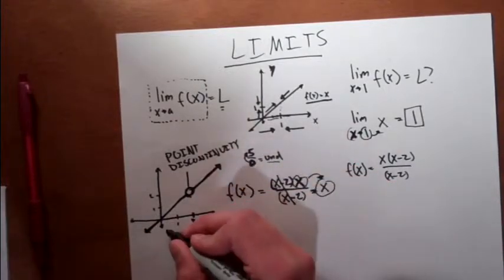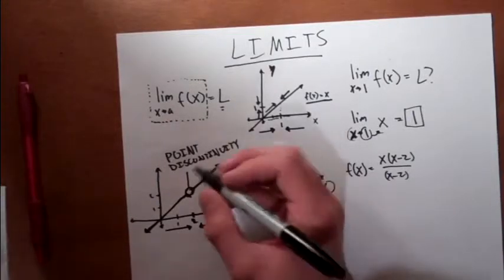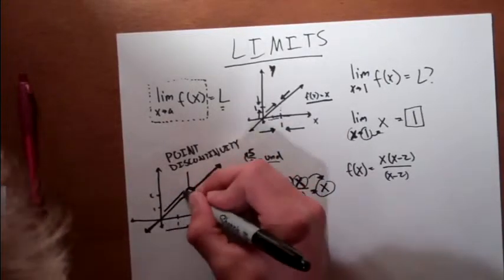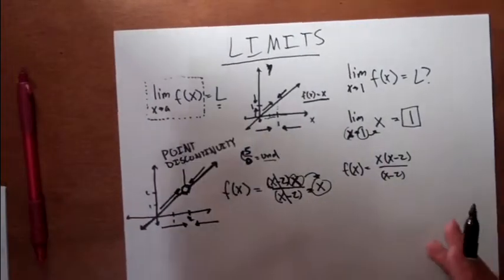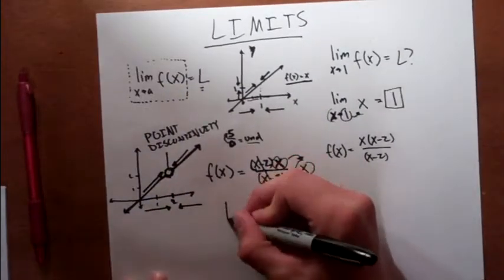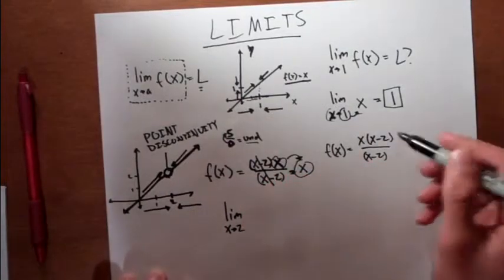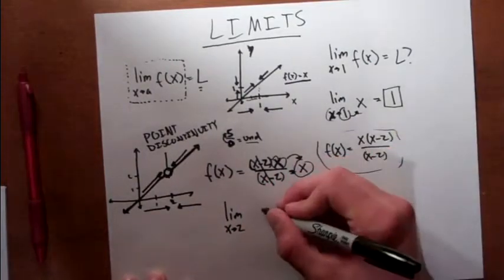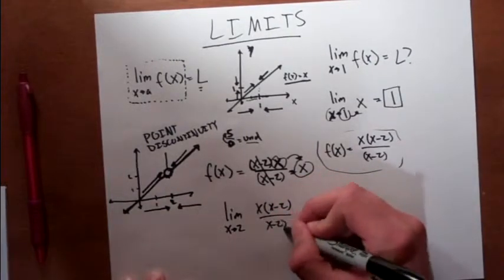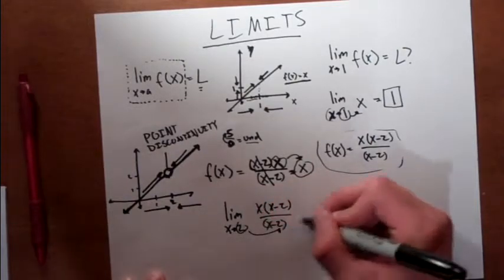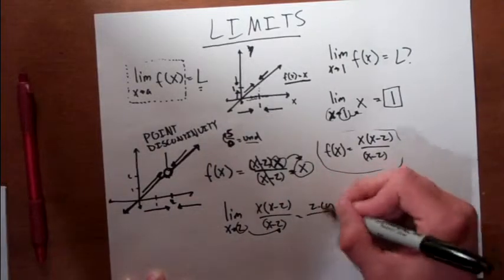Another way we can say it is, as I'm getting closer and closer to 2 from either side, what is my y value getting closer and closer to? What am I approaching? The way we do this problem is very similar. The limit as x approaches 2 of f of x, and f of x is equal to x times x minus 2 over x minus 2. So we just plug the value right back in like in the other problems, and we get 2 times 2 minus 2, that's 0, all over 0.